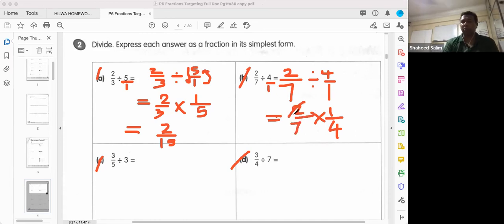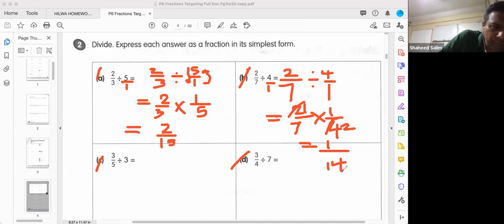So this one can divide by 2, you get 1. This can divide by 2, you get 2. Top times top, 1 times 1, 1. 7 times 2, 14. How? Okay, you try this one. You try C. If not, we do it together after.